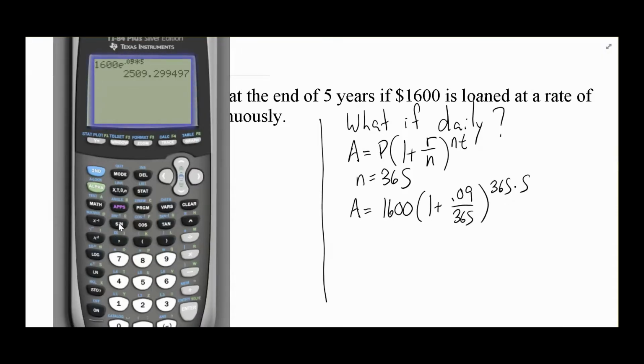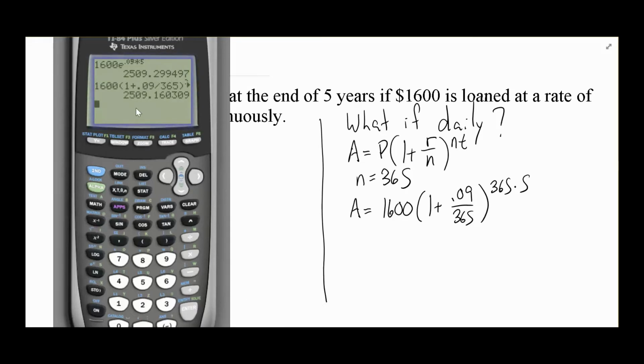I'm going to move the calculator over here. So 1,600, parentheses, 1 plus 0.09 over 365, all to the power of 365 times 5. Now, if your calculator doesn't have the nice little exponent like mine does, then you're going to want parentheses around your 365 times 5 to say all of this happens in the exponent together.